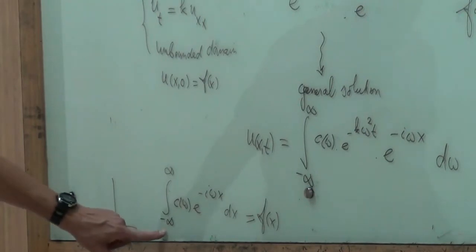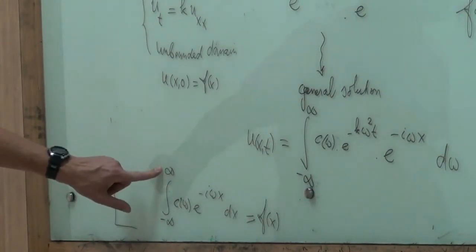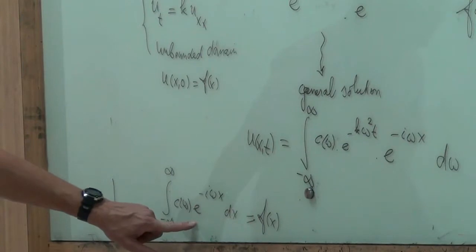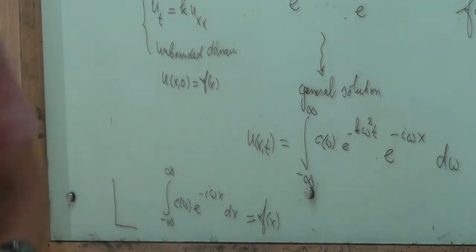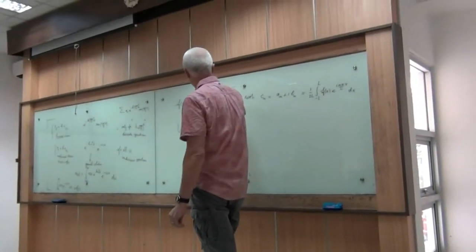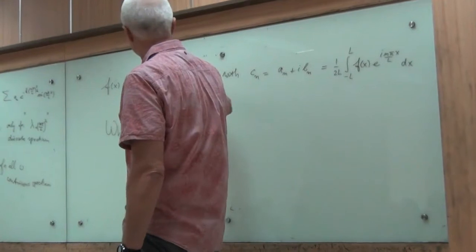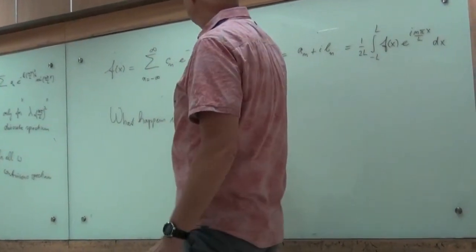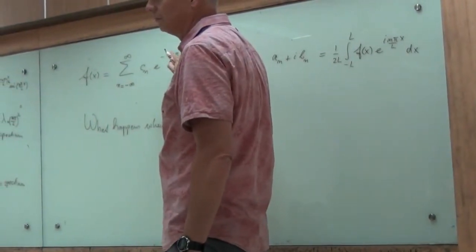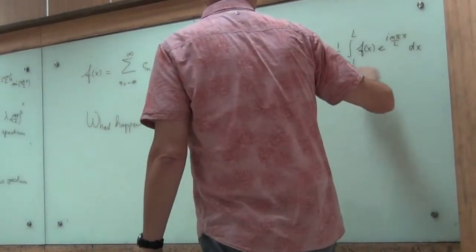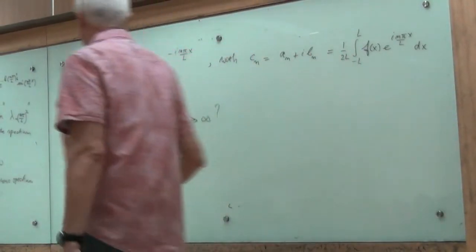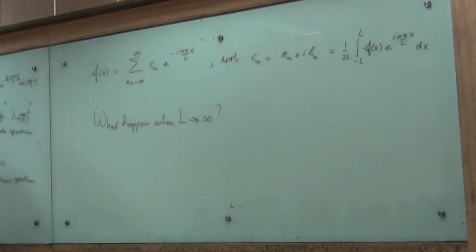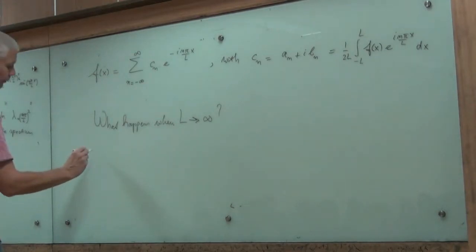And you see that I have here an integral from minus infinity to plus infinity. I have this, and I have function f of x, and look what I have here. I have here f of x with something with e to the power minus I n pi over L x, still discrete. And if L tends to infinity, then this becomes 0. And I have a similar integral here. What happens when L tends to infinity?